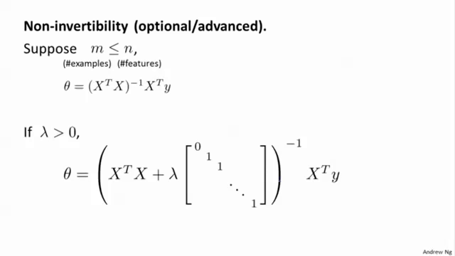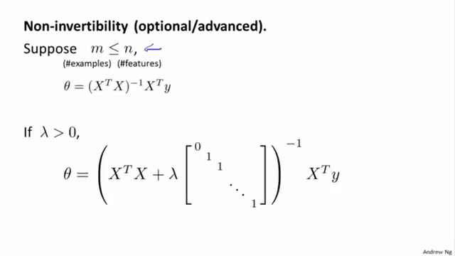So finally, I want to just quickly describe the issue of non-invertibility. This is relatively advanced material, so you should consider it optional, and feel free to skip it, or if you listen to it and parts of it don't really make sense, don't worry about it either. But earlier when I talked about the normal equation method, we also had an optional video on the non-invertibility issue. So this is another optional part that's an add-on to that earlier optional video.